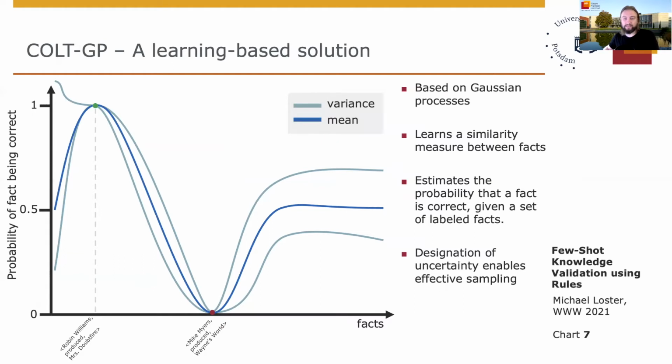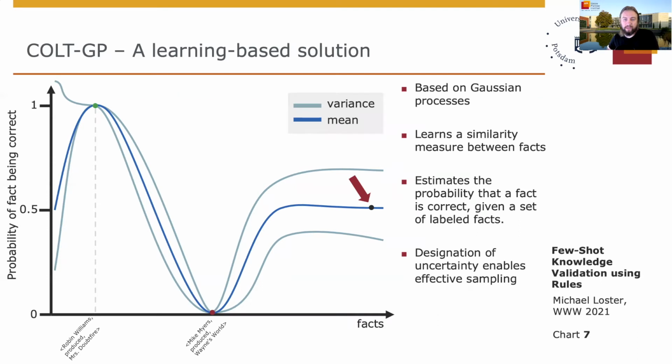Our second model is named COLT-GP as it is based on Gaussian processes. Unlike COLT-MC, it learns a similarity measure between individual facts and makes predictions on a scale from 0 to 1. Given a set of labeled facts, it learns to estimate the probability that a fact is correct or incorrect. Here, a predicted value of 0 indicates that a fact is incorrect, while a value of 1 implies that a fact is correct. In addition to the prediction itself, the model also provides a quantification of its uncertainty in its predictions. This property allows us to use efficient sampling strategies, which we will introduce in a minute.